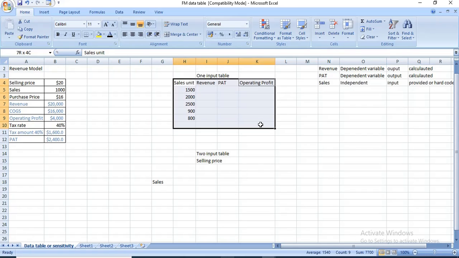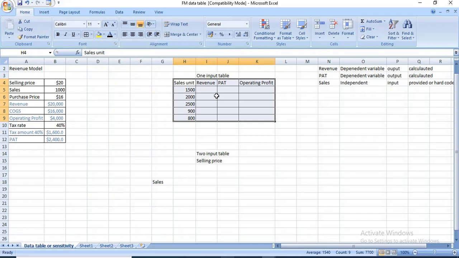These are the things which you want to know. What will be the impact on these variables if I change the sales units? So for that you have just a one click calculation through the data table option. For that, you need to put here revenue and operating profit. This is your revenue here, and this is your PAT, and operating profit is this.